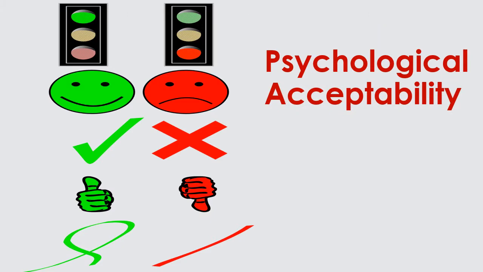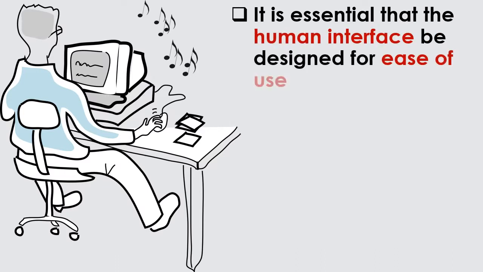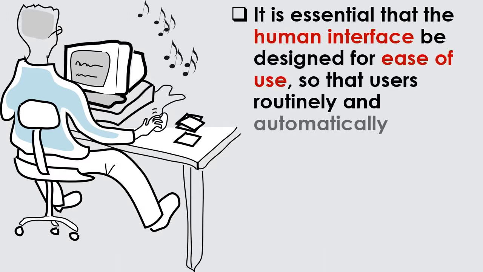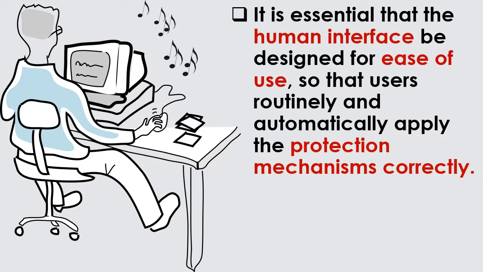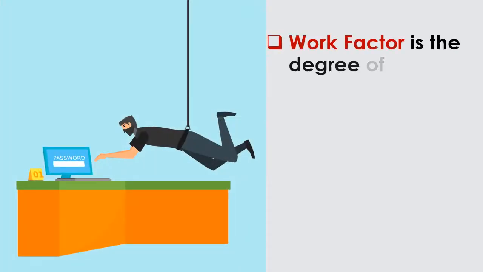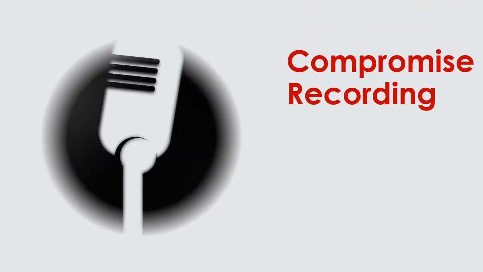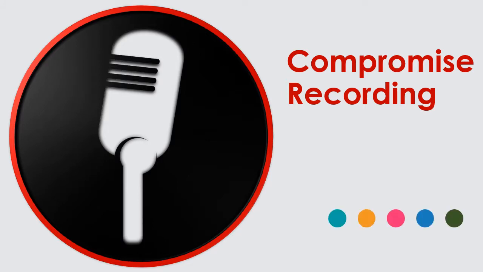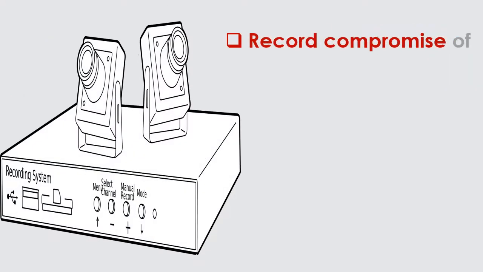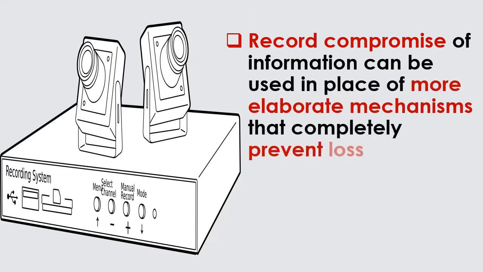Psychological acceptability. It is essential that the human interface be designed for ease of use, so that users routinely and automatically apply the protection mechanisms correctly. Work factor. Work factor is the degree of effort required to compromise the security control. Compromise recording. Recording compromise of information can be used in place of more elaborate mechanisms that completely prevent loss.